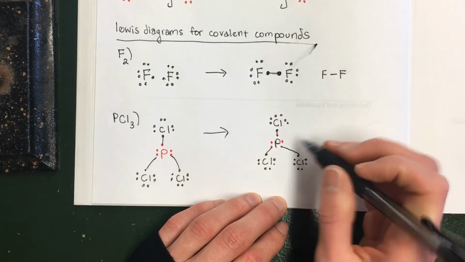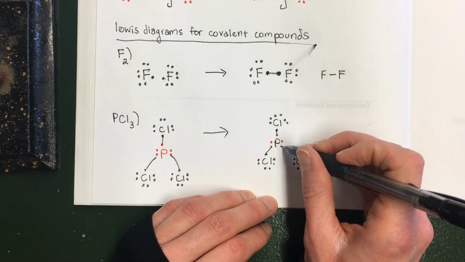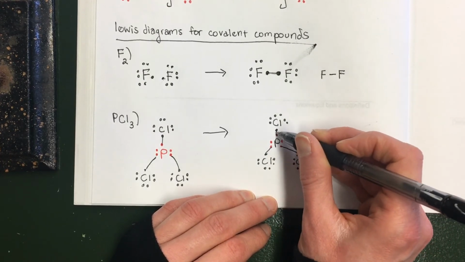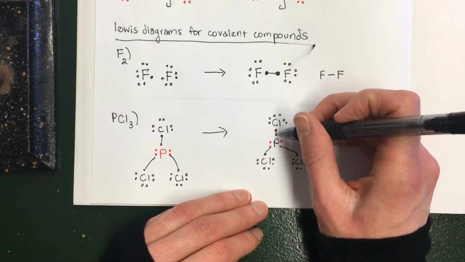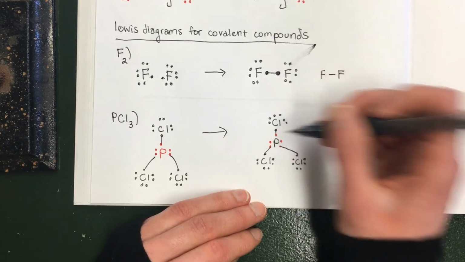So if you count all of phosphorus's dots that it gets to count, both the ones that are connected, so 1, 2, 3, 4, 5, 6, 7, 8. So phosphorus has 8 electrons, and chlorine also gets to count both of these electrons. So 1, 2, 3, 4, 5, 6, 7, 8.